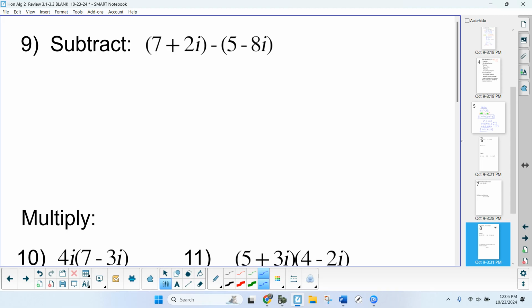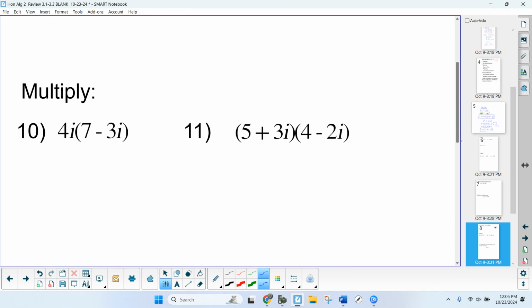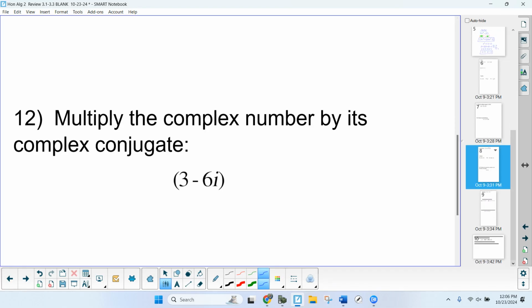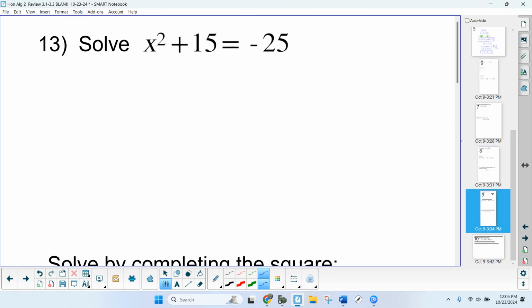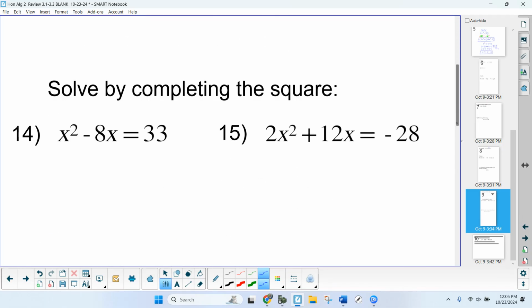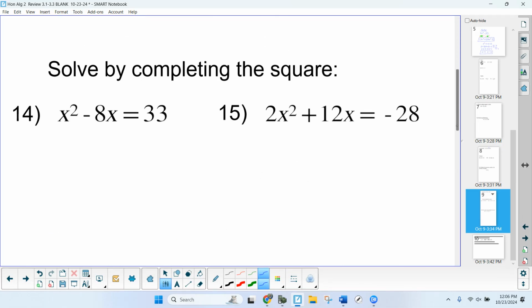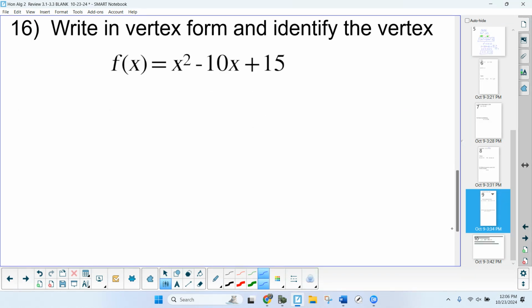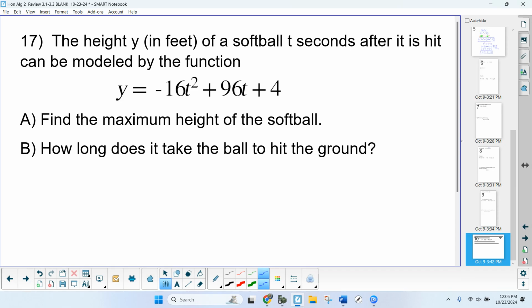Subtract. Guys, don't foil this. This does not say multiply. It says, what do you do with that minus? Distribute. Okay. Multiply. Now you have to do some foiling. Multiply by the complex conjugate. Okay. Multiply by the complex conjugate. Solve. Doesn't tell you how. I would use square roots. Solve by completing the square. You must show work to support the method that I asked for. Write it in vertex form. And then the big word problem.